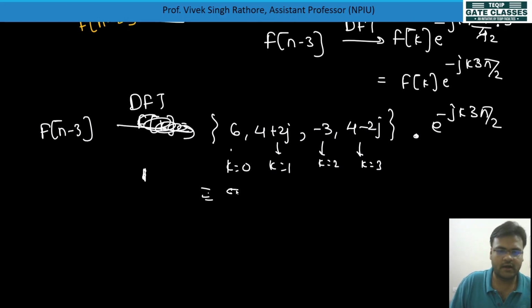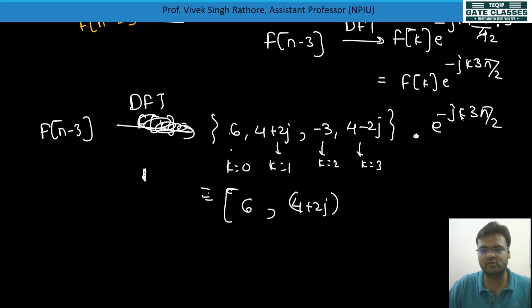So if you do for k equal to 0, what answer will you get? 6 is there, and e to the power minus jk, k is nothing but 0, so e to the power 0 means 1 only, so the first value will remain the same. As you have seen from normal value to DFT, the value remains the same. Okay, 4 plus 2j is there, multiplied by e to the power minus j, k equal to 1, so e to the power minus j 3 pi by 2.